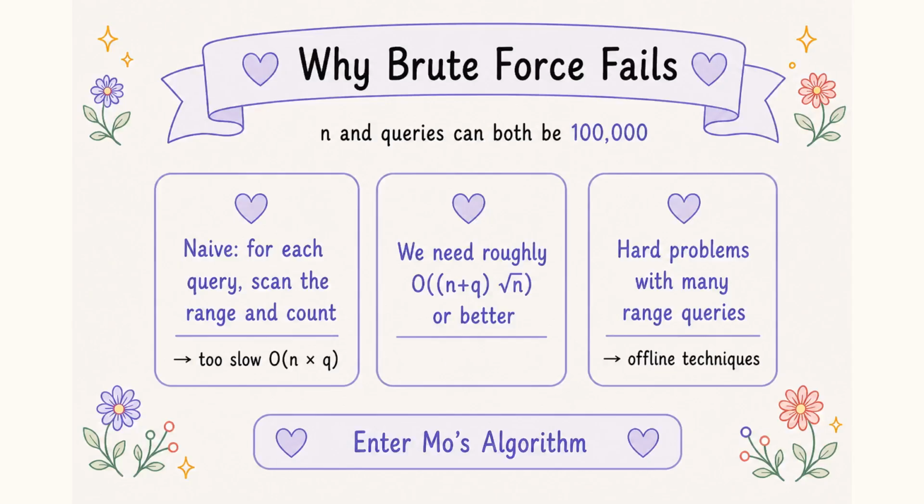Why brute force fails? Both n and the number of queries can be 100,000. If you scan every range from scratch, time becomes about n times q, which is too slow. We need a smarter offline method. That method is Mo's algorithm.